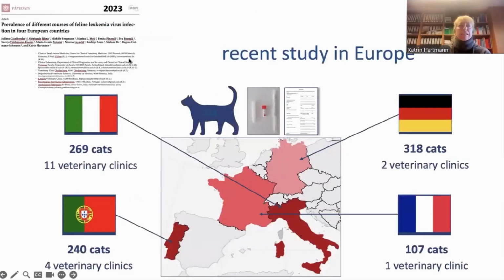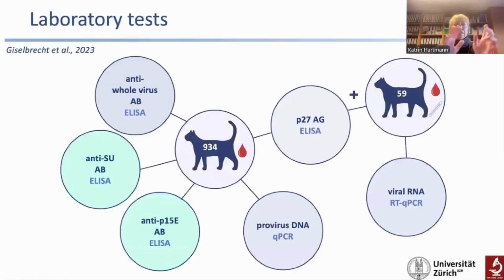Recently, just last year, we published a study in which we wanted to know not only what the prevalence of viremic cats is, so these are the antigen positive cats that we detect. We wanted to know about other FeLV outcomes, such as abortive and regressive FeLV infection. And we looked in 2 countries that have a low prevalence, this is Germany and France, and 2 countries with a high prevalence, this is Italy and Portugal in our case. And we sampled in total 934 cats in these countries.